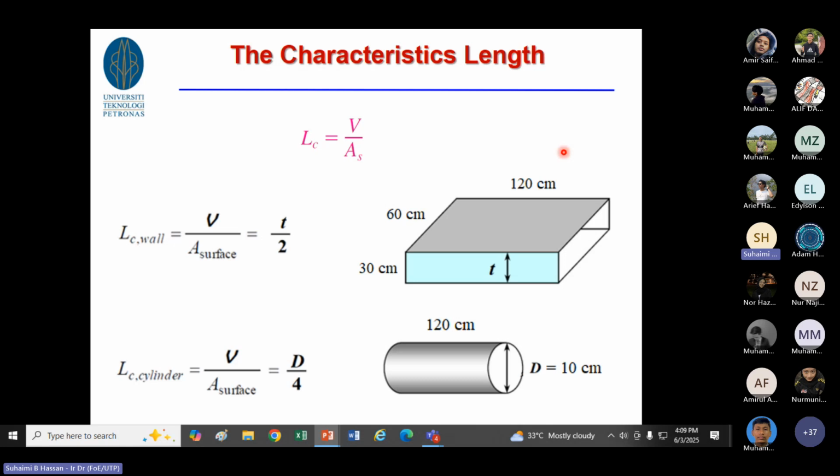Two-sided, top and bottom. You got it. Now you divide that 216,000 by 60 times 120 times 2, because it is two-sided. That is the surface area for the rectangular, because they consider the flow coming from the top to bottom, perpendicular to the surface area. What is the answer? 15. You got 15? So that is proof that the LC for rectangular is T over 2.